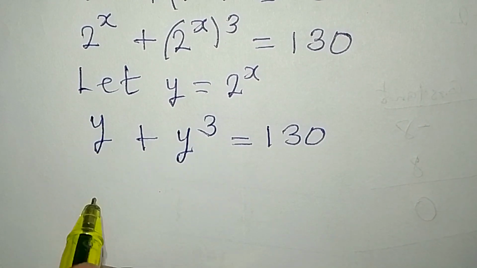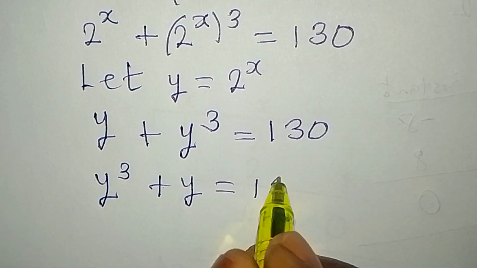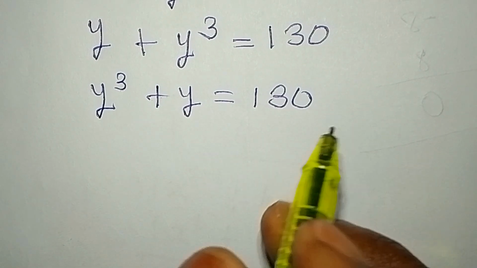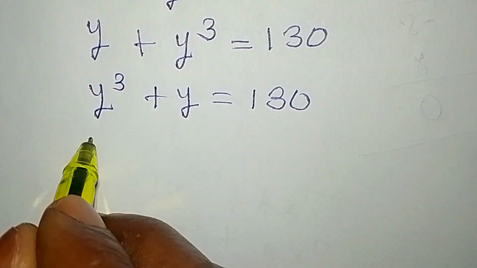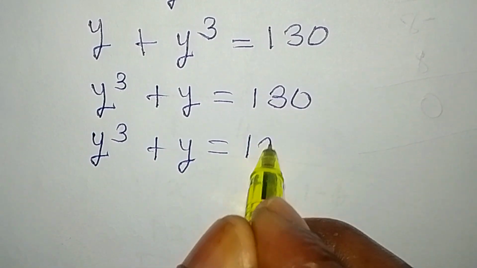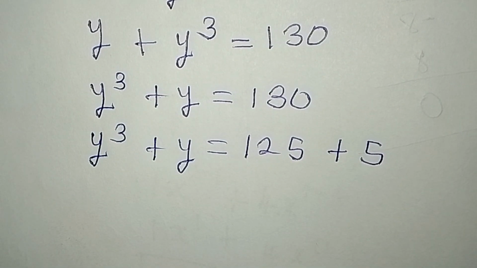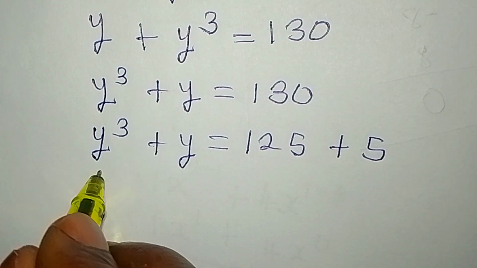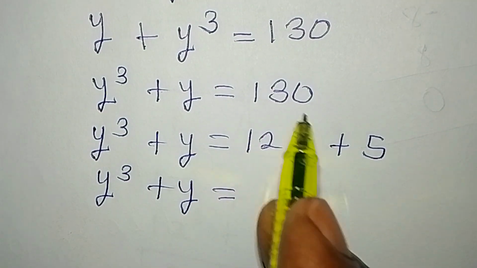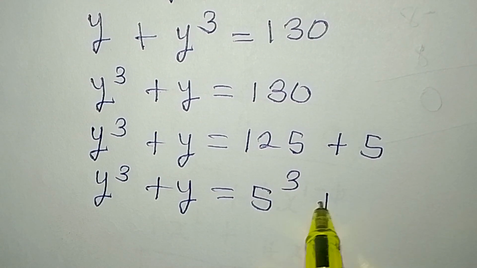And by the way, I can equally say that y to the power of 3 plus y here is equal to 130. And mind you, I can express 130 in this form. So we have y to the power of 3 plus y equal to 125 plus 5. Okay, so I already have what I'm going to do in mind. So y to the power of 3 plus y is equal to 125, which is 5 to the power of 3, then we have plus 5.